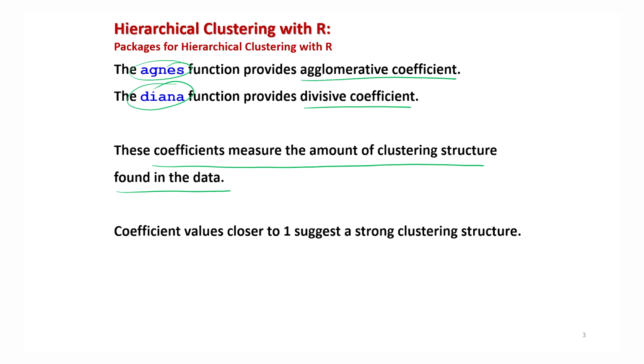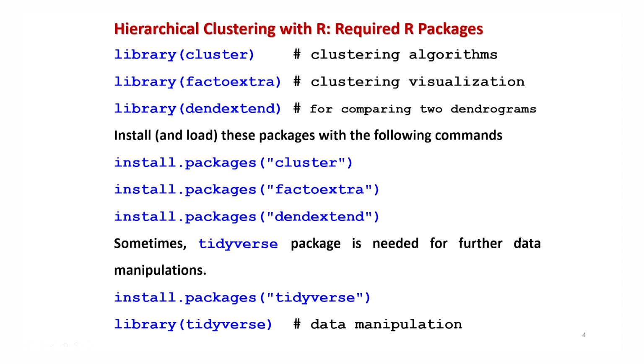There are a couple of things which I would like to illustrate during the implementation of data in R for this concept. If these coefficient values are closer to 1, then this suggests a strong clustering structure. This is how you have to interpret it, and I will show you how to do it. In order to understand the contents of the lecture, please install these three packages: cluster, factoextra, and dendextend, using the install.packages command.